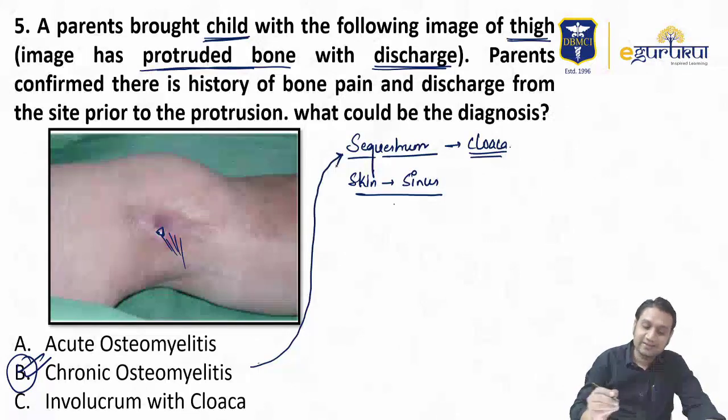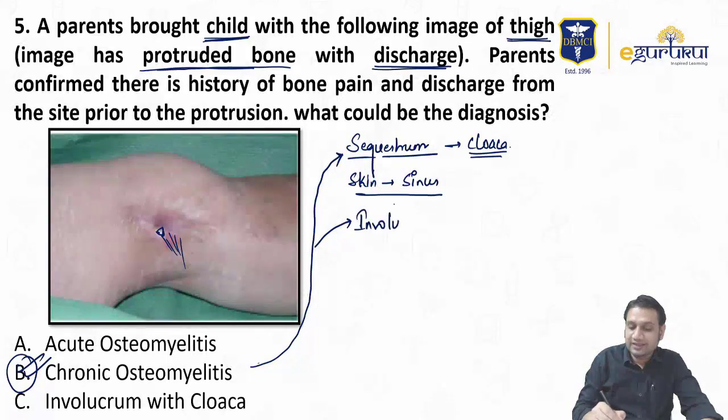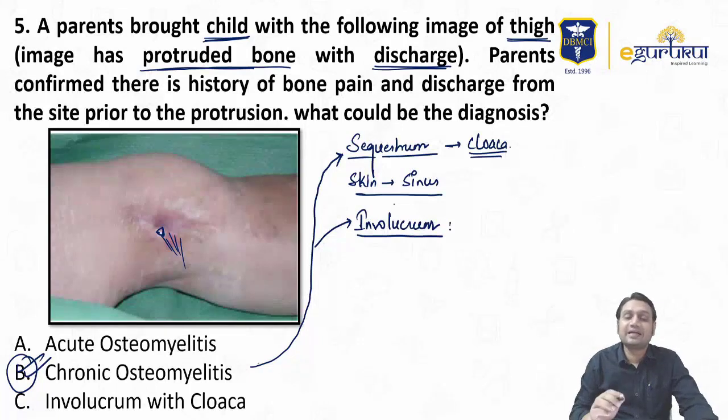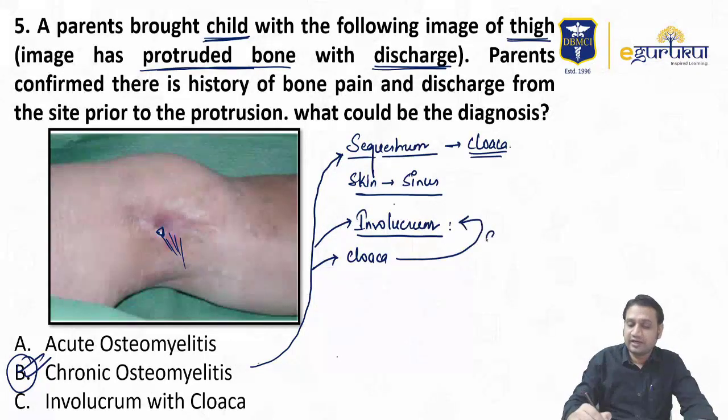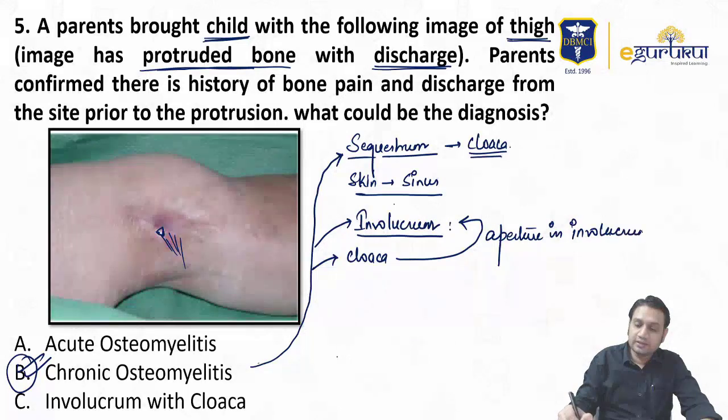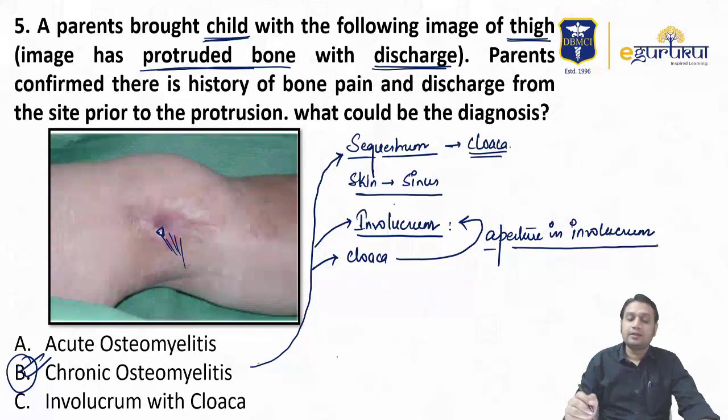So what are the hallmarks of chronic osteomyelitis? The hallmarks are the sequestrum, the involucrum, and the cloaca. What is the involucrum? Involucrum is reactive new bone around the sequestrum. And third is the cloaca. What is a cloaca? Cloaca is an aperture in the involucrum. So sequestrum, involucrum, and cloaca: these are the three hallmarks of chronic osteomyelitis, right?